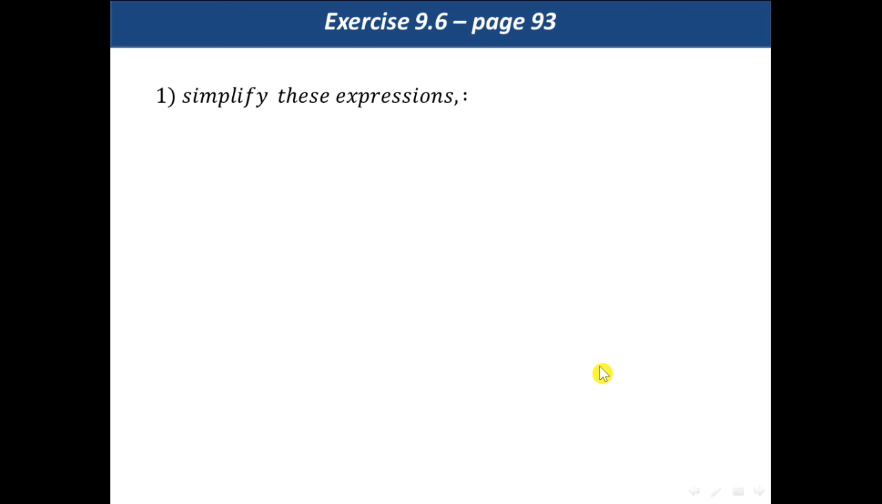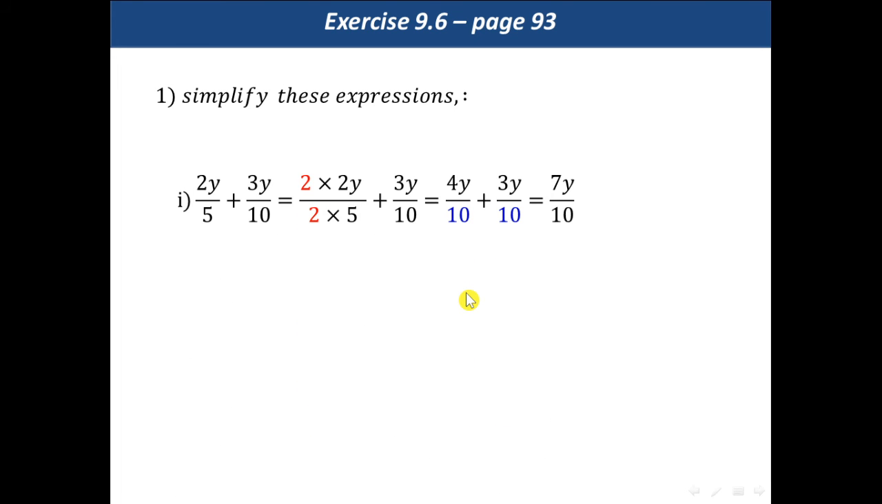Now let us go to exercise 9.6, page 93. Simplify these expressions. You have this expression 2y over 5 plus 3y over 10. Okay, 10 is divisible by 5 because it doesn't give me a fraction, so I leave 3y over 10 as it is, and I try to make 5 just like 10. What do I do with 5 to get to 10? I multiply it by 2 so that I have also 10.